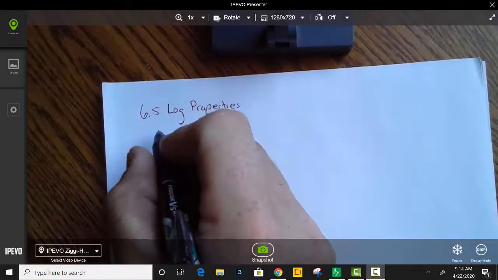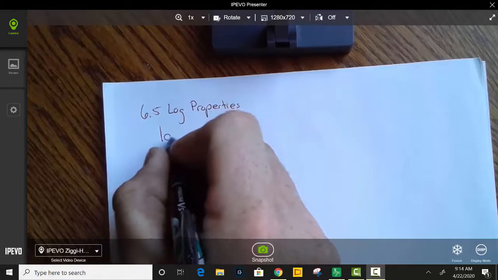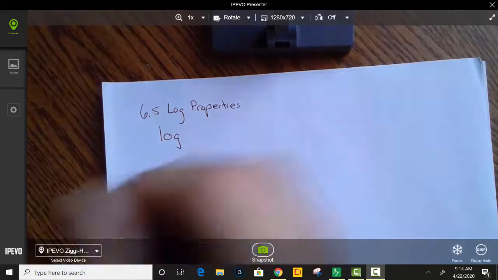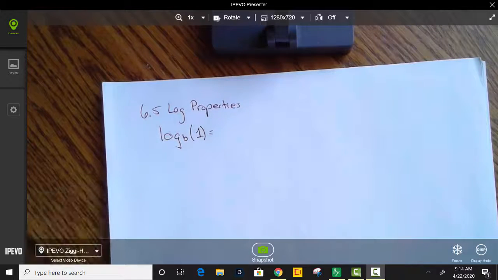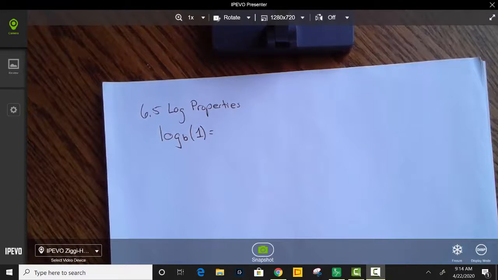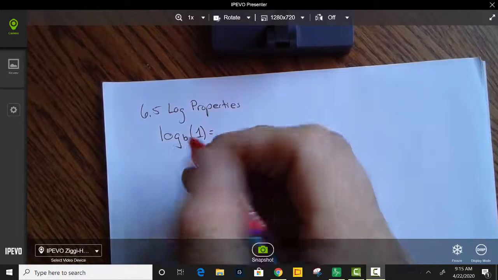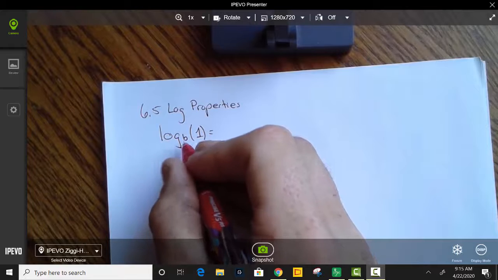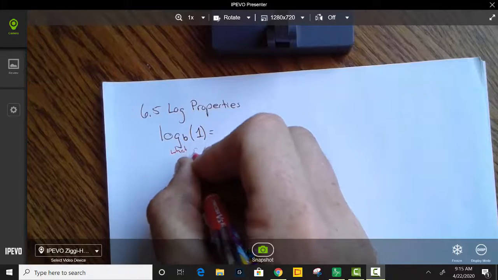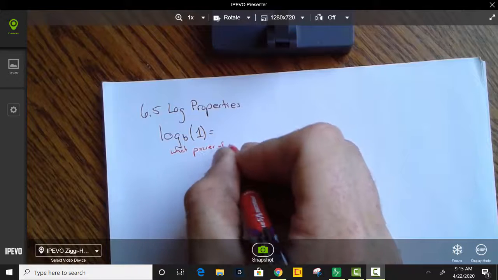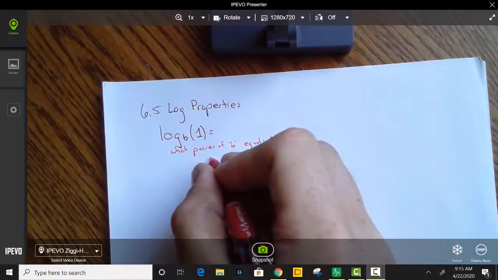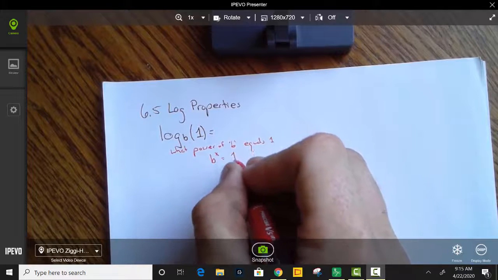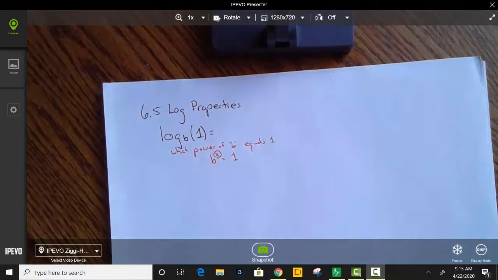Going with the first property, we have log base b of 1. So let's just recall what a logarithm is asking us. Log base b of 1 means what power of b equals 1. So really it's asking us b to what power equals 1. It's asking us to figure out what this value is.